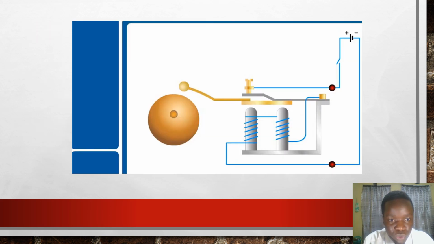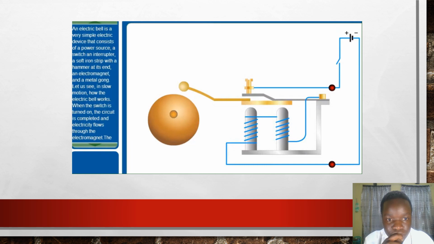In this video, we're going to see how electromagnets work. An electric bell is a very simple electric device that consists of a power source, a switch, an interrupter, a soft iron strip with a hammer at its end, an electromagnet, and a metal gong.